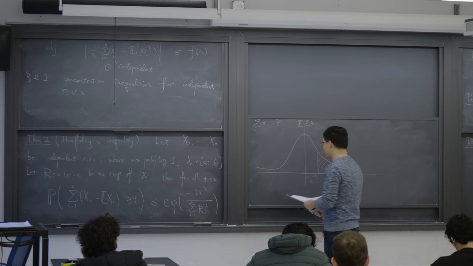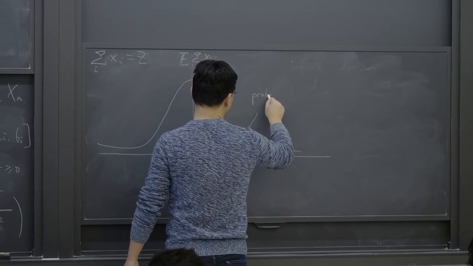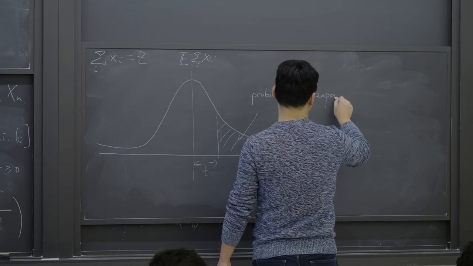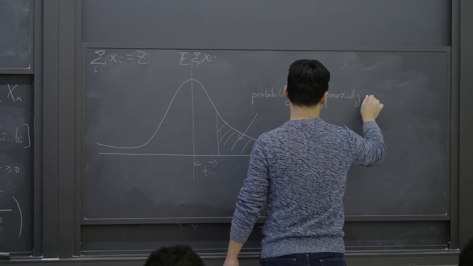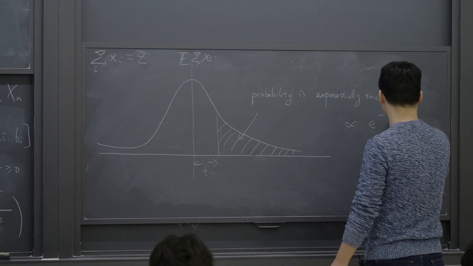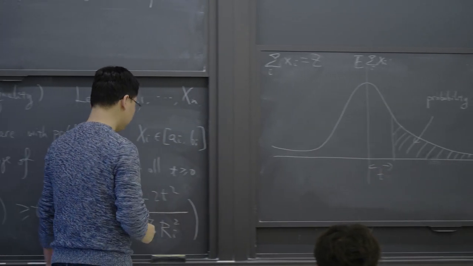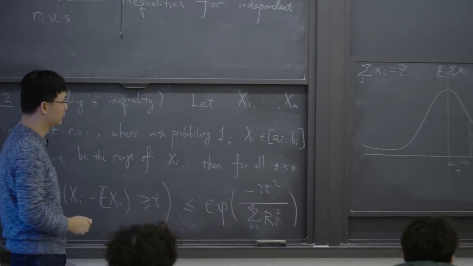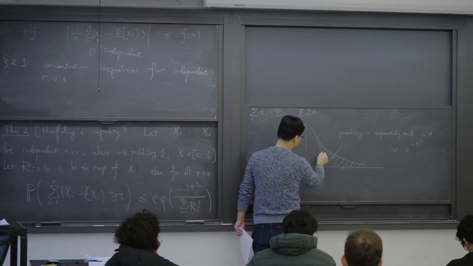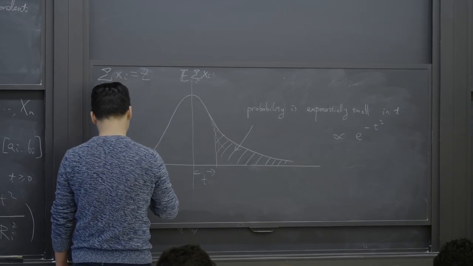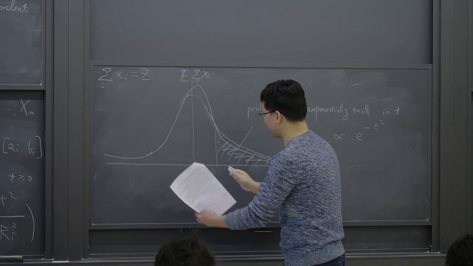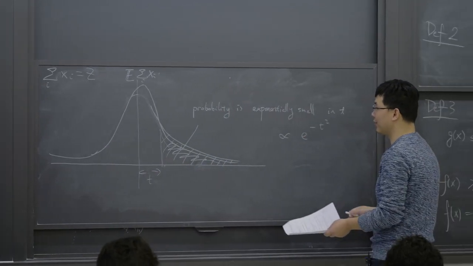So what we are saying is that this probability is exponentially small with regard to t. In fact, it decreases like e to the minus t squared or something like that. Essentially it says the probability of going out is very, very small. So instead of a picture like this, it might be something super sharp. The probability is very small, and most of the mass will be concentrated around this region. This is why it's called a concentration inequality.